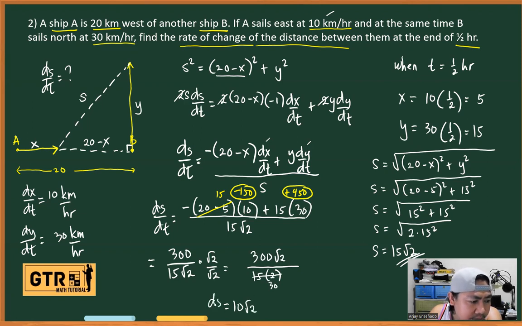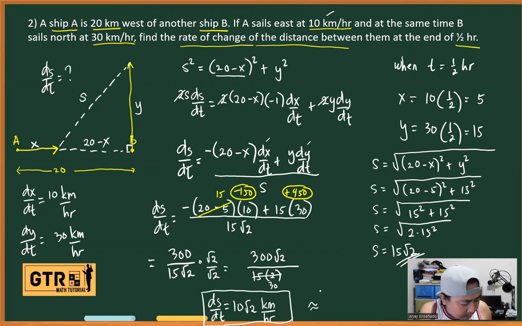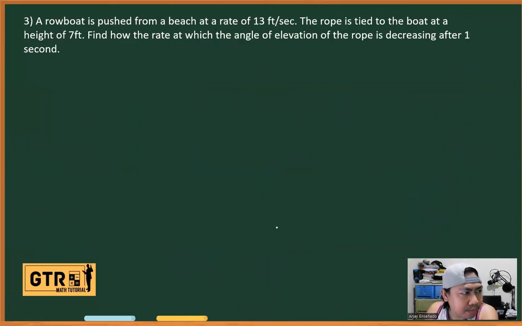So the final answer, ds over dt equals 10 square root of 2. What is the unit of this? This is kilometer per hour. So that is the rate of change, kilometer per hour. So this will be our final answer. But approximately, if you want to get the approximate value, 10 square root of 2 is equal to 14.14 kilometer per hour. Okay? So yan. At the end of 1 hour, yan yung rate of change ng kanilang distance, 14.14 kilometer per hour. Okay, so next, number 3.